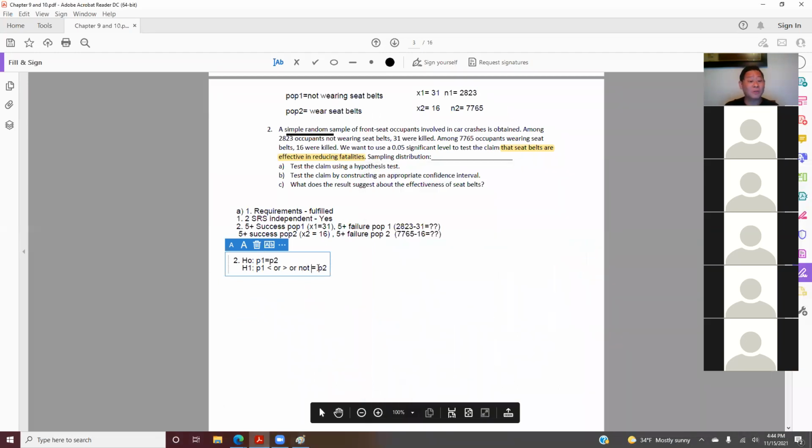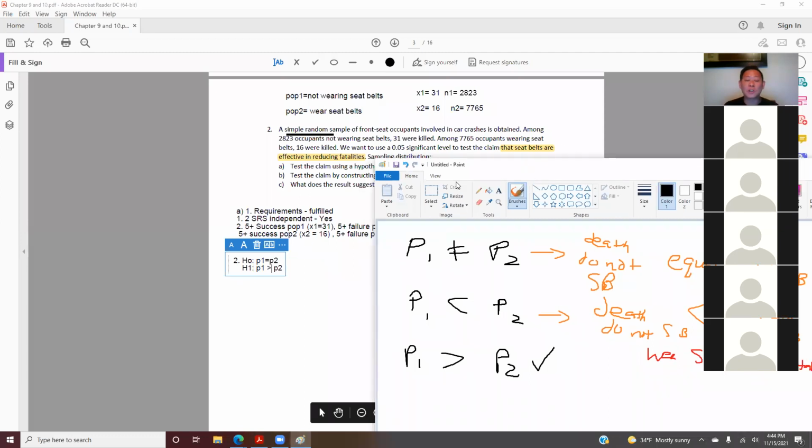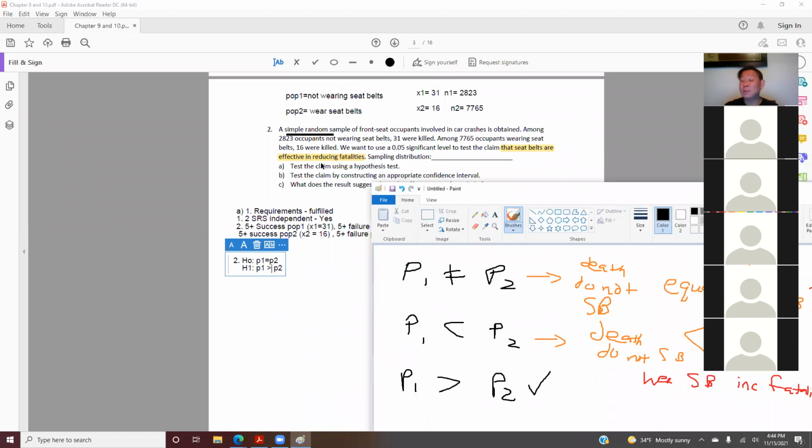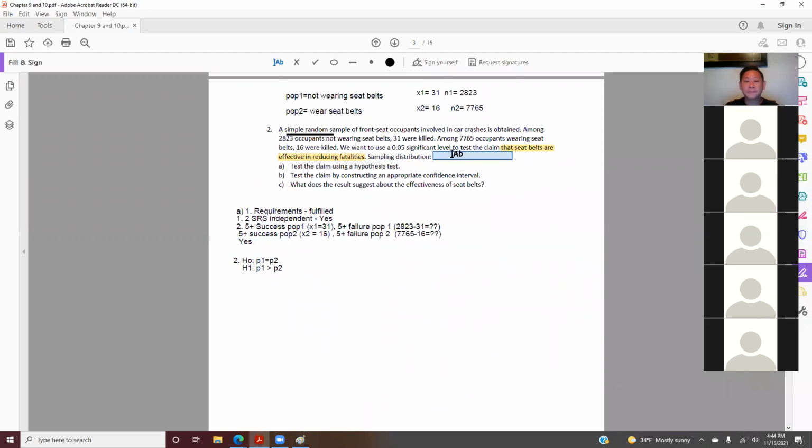So the correct way for us to write this is P1 is less than P2. Not less than, sorry. P1 is greater than P2. Sorry about that. It's not less, it's greater. So make sure that what is written down here matches your claim statements. If this does not match your claim statements, your statement is going to be wrong. Questions here? Since this is talking about proportion, the sampling distribution is going to be normal, in this case, Z.